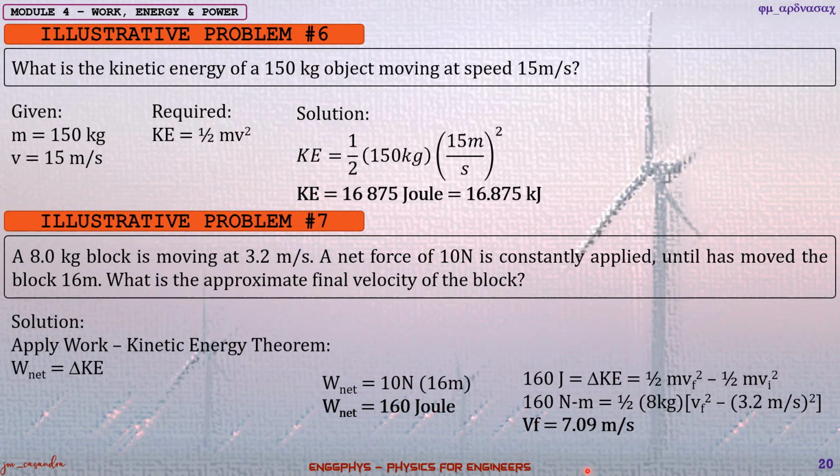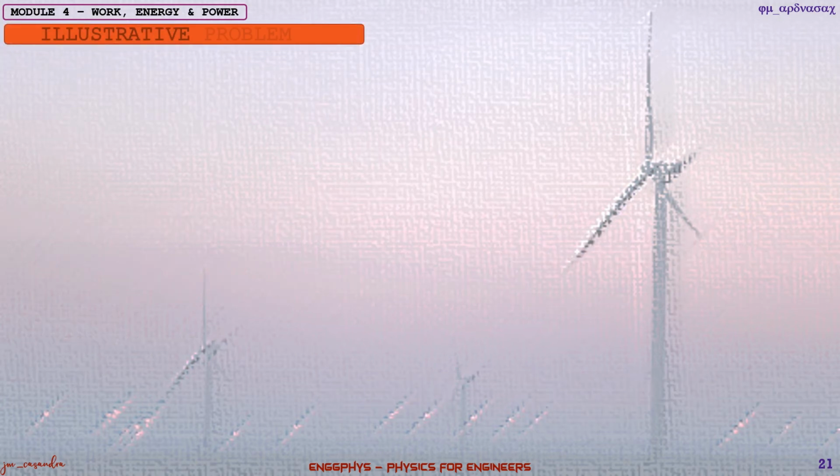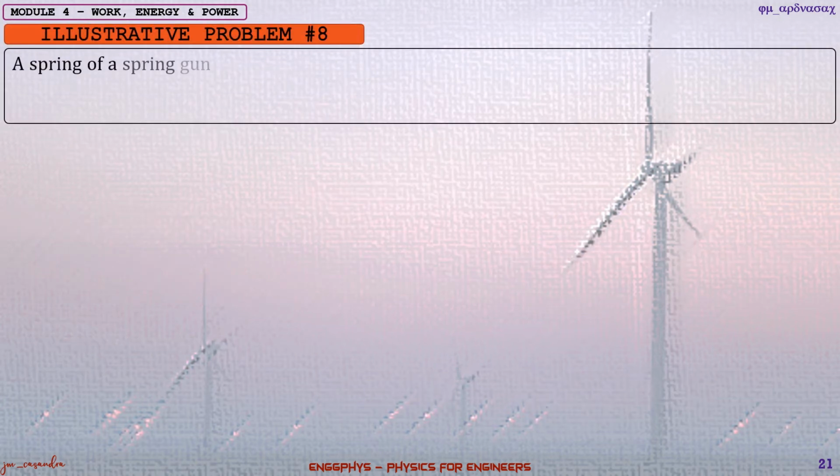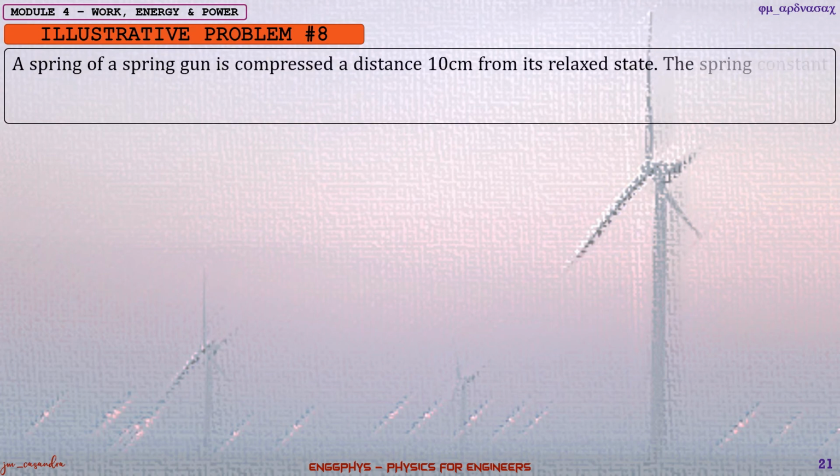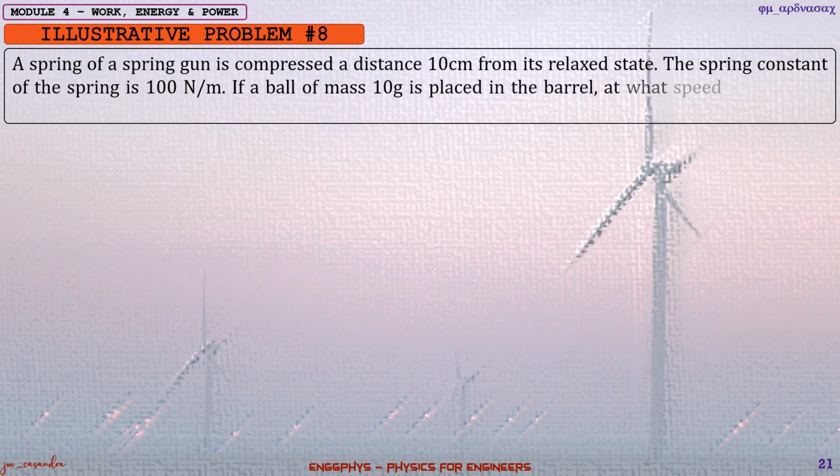Same goes, the final velocity will also change if we change the value of the net force applied on the object. Okay? So let's solve problem number 8. A spring of a spring gun is compressed a distance of 10 centimeters from its relaxed state. The spring constant of the spring is given as 100 newtons per meter. If a ball of mass 10 grams is placed in the barrel, at what speed will the ball leave the barrel once the gun is fired?